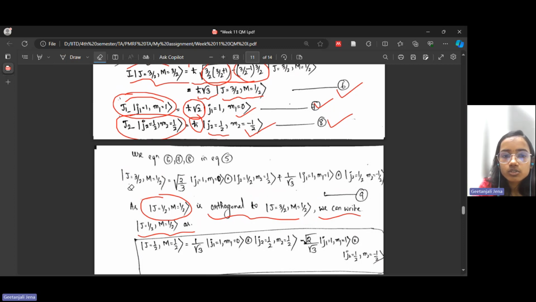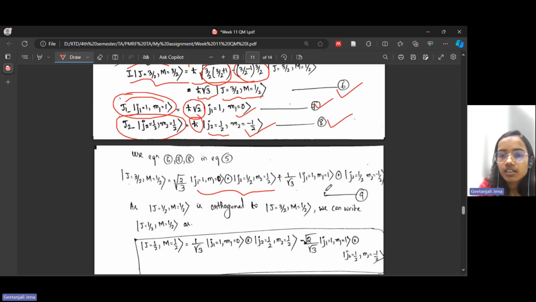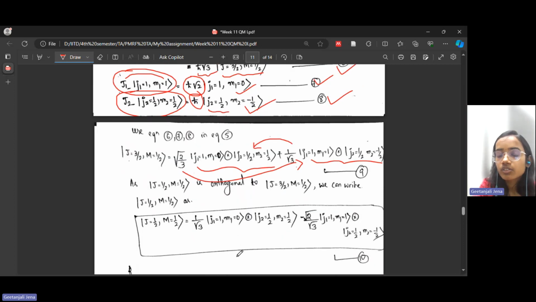So you just have to use the orthogonality condition, right? This J equal to half, M equal to half, you can write as a linear combination of this state and this state. So for orthogonality, what you have to do? You have to exchange the coefficients. Put the coefficient of 1 by root 3 here and the coefficient of root over of 2 by 3 here and take a minus sign, so that when you take the inner product, it's 0.